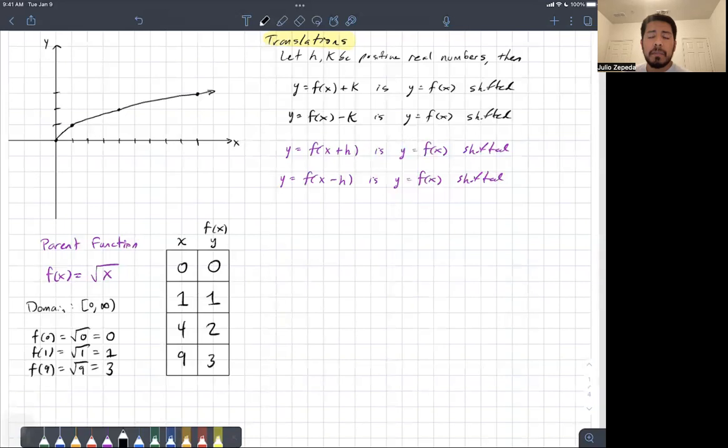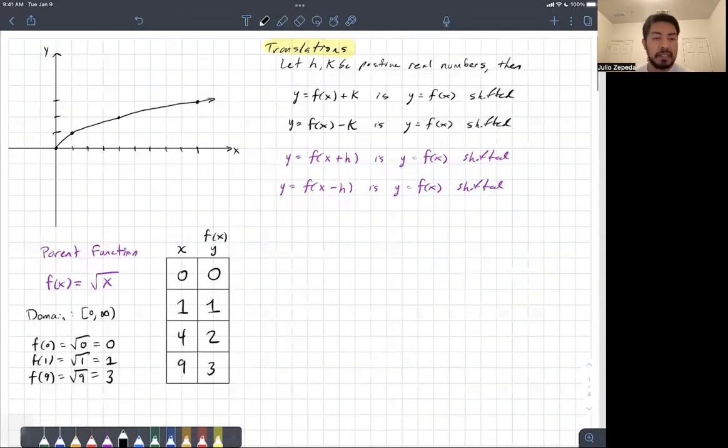Okay, so we're going to talk about function transformations, meaning we're going to do some sort of operation to this function, and we want to see how that changes the parent function, right? The parent function is just the basic square root of x. And so we're going to start by looking at one of the simpler cases, where we look at y equals f of x plus some number k. And here we are assuming that k is a positive real number.